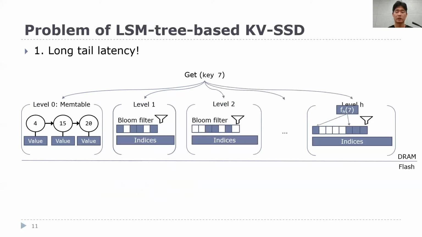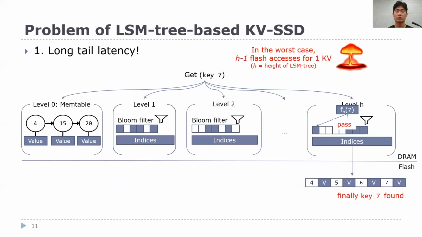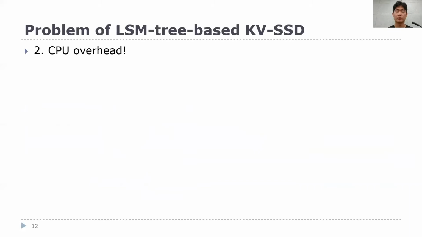The same process is done for the subsequent levels until the target key is found. Therefore, the worst case number of flash accesses to get a single key value pair equals the height of the LSM tree. The second problem is the CPU overhead.